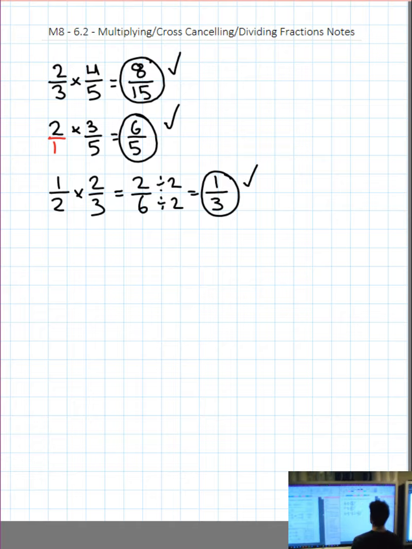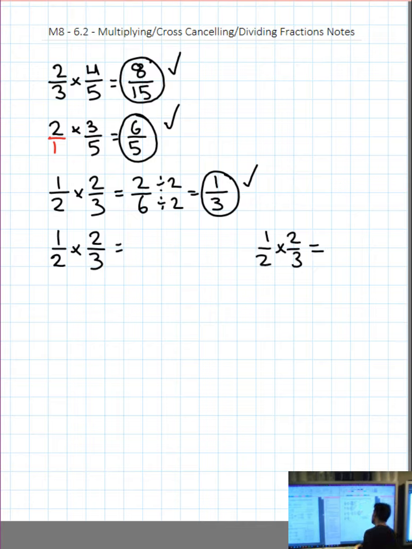Now, there must be a better way. Why would I do something where I have to do another step? Well, we can simplify while we're at it. So, I'm going to rewrite this question. 1 divided by 2 times 2 divided by 3. Well, I'm going to take this question, and I'm going to propose it way off to the right. 1 over 2 times 2 over 3.